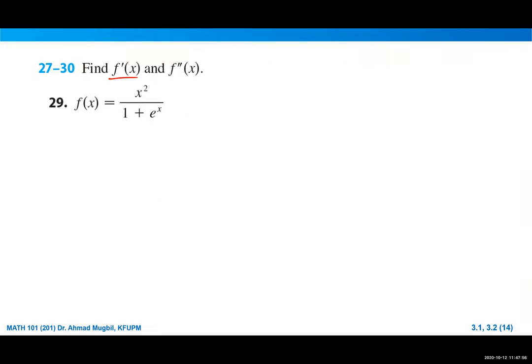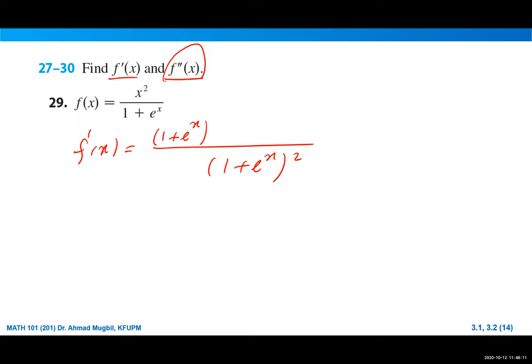Find the first derivative and then the second derivative. It will be long to find the second derivative, but let's find the first. So what will be the first derivative of this? You will square the denominator, then the denominator multiplied by the derivative of the numerator minus, don't forget this minus in the formula, minus the denominator multiplied by the derivative of the denominator, which is what?